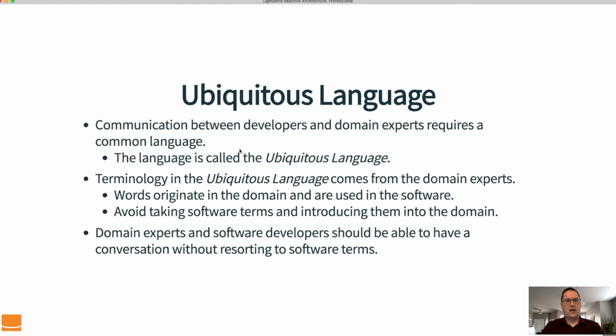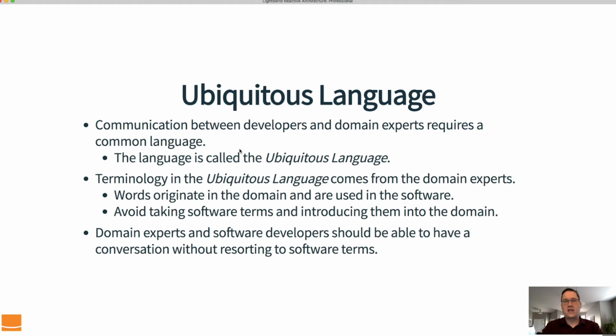Now, words originate in the domain and are then used in software. We want to try to avoid going the other direction. We want to try to avoid taking software terms and introducing them into the ubiquitous language and forcing our domain experts to use them. There are exceptions to that. Sometimes that becomes necessary. Maybe there's a particular abstraction that the domain experts don't have a word for, but we need it in the software for some reason. And so we have to introduce that, and then maybe we should talk to the domain experts about it. But that's one key element there: if we find ourselves needing to introduce a term that doesn't exist in the domain as far as we know, we should talk to the domain experts about it.